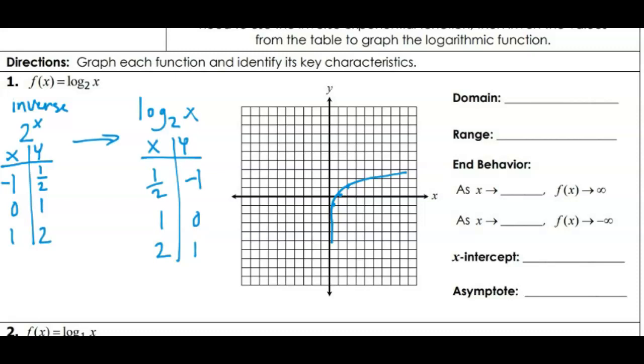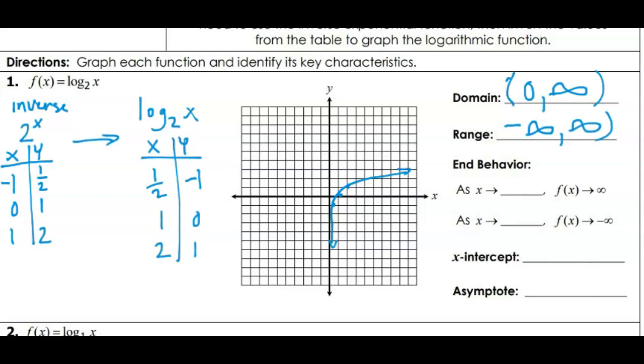Let's think about the domain and range. In this case, the domain is now limited because nothing exists to the left of 0. So the domain is going to be from 0 to infinity, and because we don't include 0, I use a parenthesis here. The range is going to be unlimited, because notice that as you approach 0, it goes down, and as you go to the right, as you approach positive infinity, it goes up.